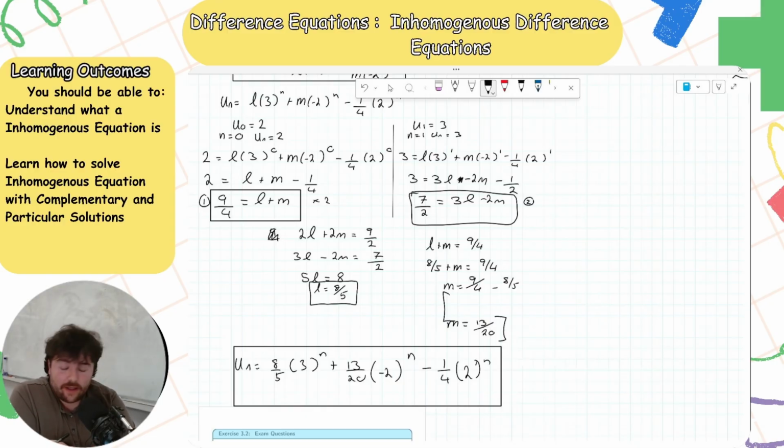I want to tell you something about inhomogeneous equations, actually. This method of solving second order inhomogeneous equations will also work for first order difference equations. So if you want to try it out with some first order difference equations, I do encourage you to try it, because it actually still does work.